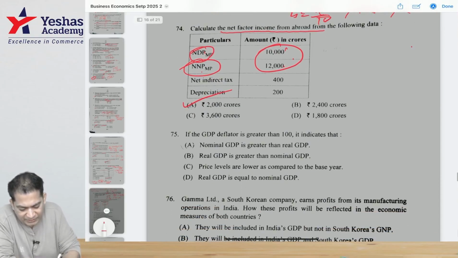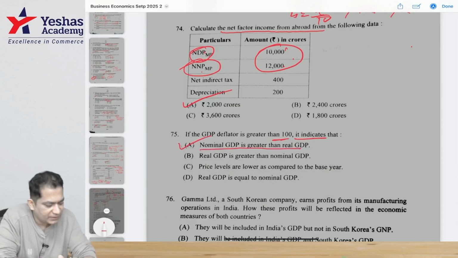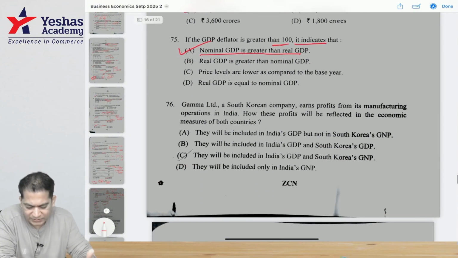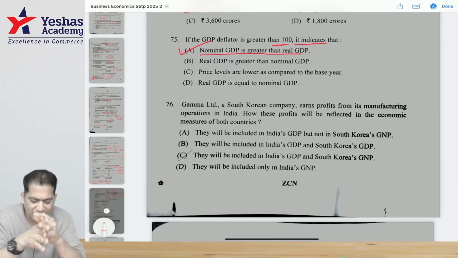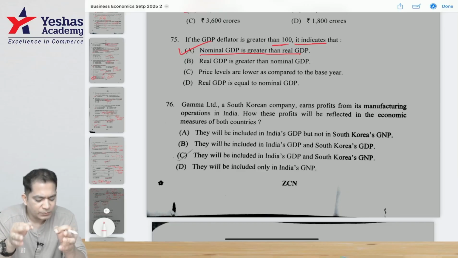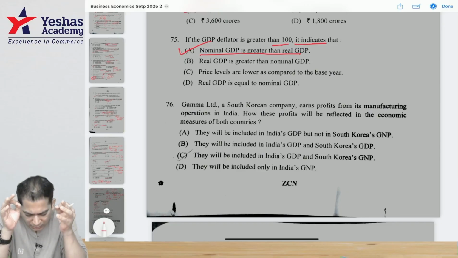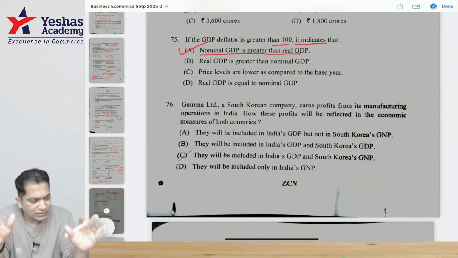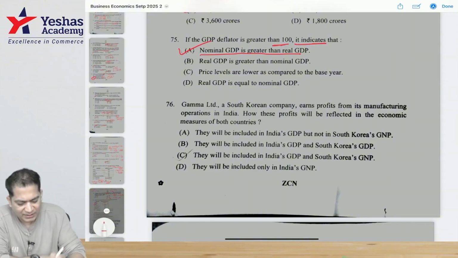If GDP deflator is greater than 100, it indicates nominal GDP is greater than real GDP. Yes. Any value above deflator of 100 is considered as inflation. Most of these things are already covered in the class. The concept, the ideas. I know examples here and there are a little bit different, but if you have stuck to the classroom class notes and the MCQs that I've shared, you could have easily scored above 85, 90 in this paper.